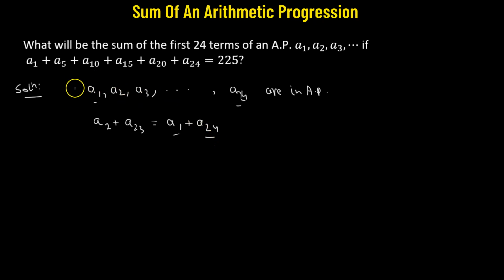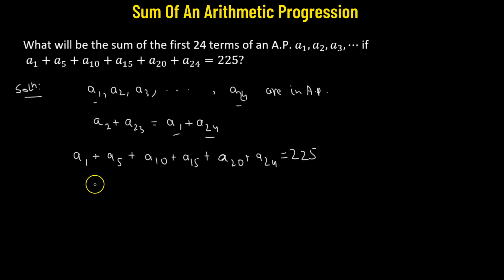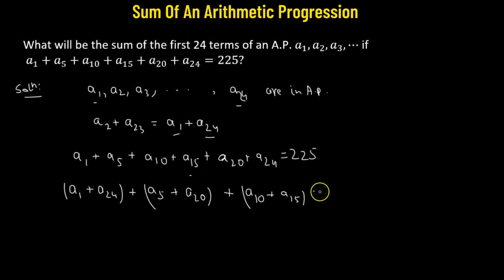Now in our case, we are given that A1, which is the first term, plus the 5th term, plus the 10th term, plus the 15th term, plus the 20th term, plus the 24th term sums up to 225. So we can combine a few terms. We have A1 plus A24, the first term and the last term. Then we consider the 5th term from the beginning, which is A5, and add it to the 5th term from the end, which is going to be A20. Plus we take the 10th term from the beginning, A10, and the 10th term from the end, which is A15. So this is equal to 225.